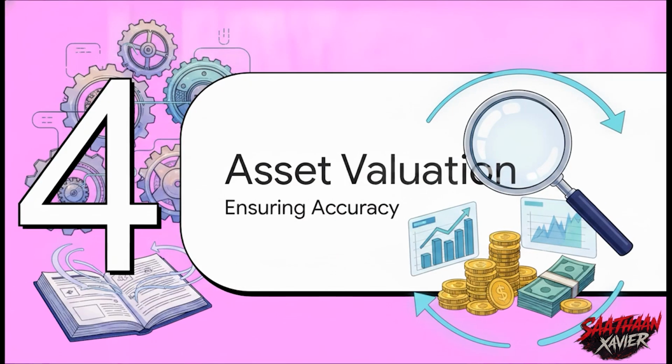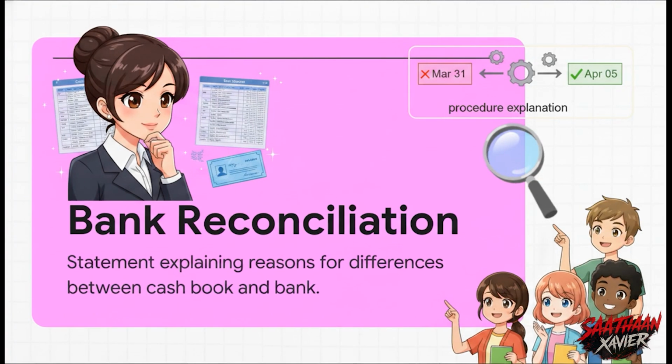Moving to Section 4, Mastering Asset Valuation, Ensuring Accuracy. Chapters 3 through 5 tackle highly tested areas where adjustments are absolutely critical. Let's talk about bank reconciliation statements, or BRS. This solves a super common real-world headache.